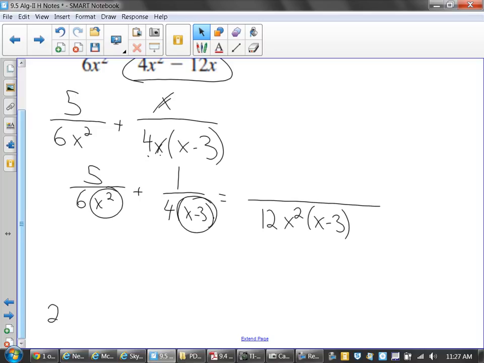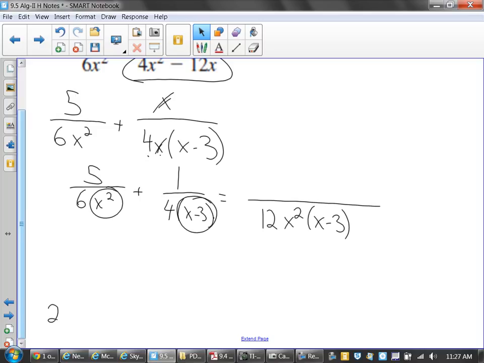Then, what does each fraction have? One has an x squared, one has an x minus 3. You multiply them together, and it's common. It bears the same resemblance to the 3 and the 2 in the denominator. You multiply them together, therefore it's common. Okay. So now, after that, you just start asking yourself some simple questions.